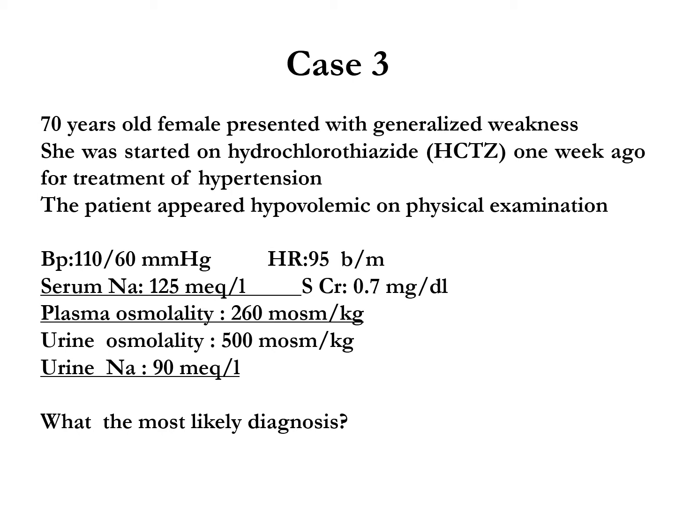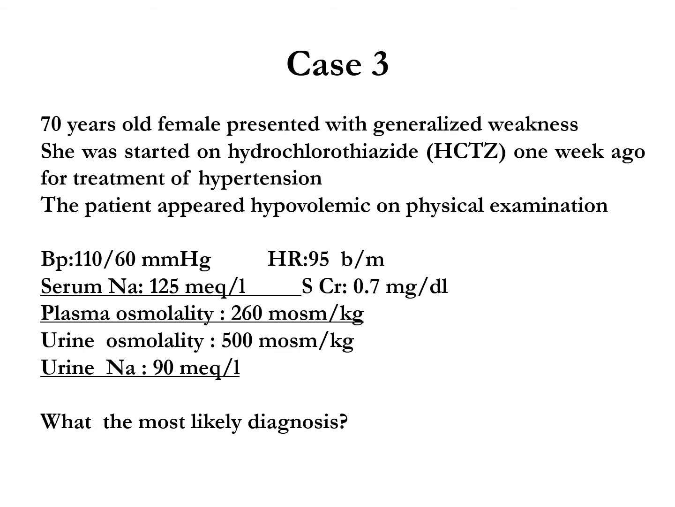She was hypovolemic. Look at serum sodium. Serum sodium is 125, so she has hyponatremia. Look at plasma osmolality. It is 260, so it is hypoosmolarity. So hyponatremia with hypoosmolarity is a case of true hyponatremia. Let's look for urine sodium and urine osmolarity.